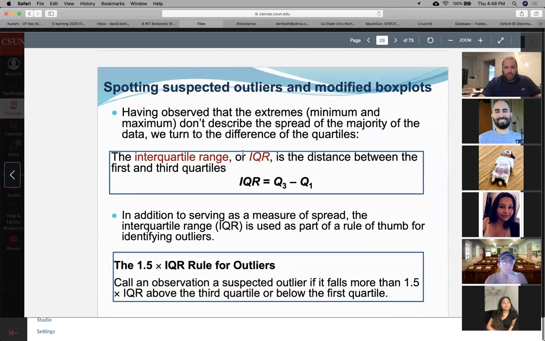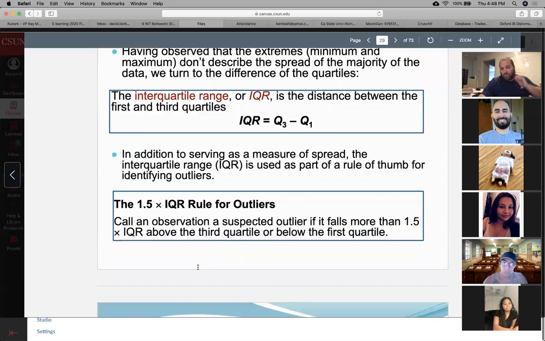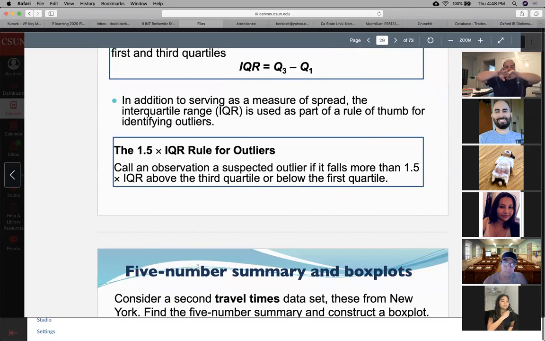For now, we could also use the IQR, which is just Q3 minus Q1, to come up with a mathematical test for whether or not something is an outlier. You take the IQR, you multiply it by 1.5, and when you do that, you go Q3 to the right by that much and Q1 to the left by that much, and any data points past that are considered outliers.